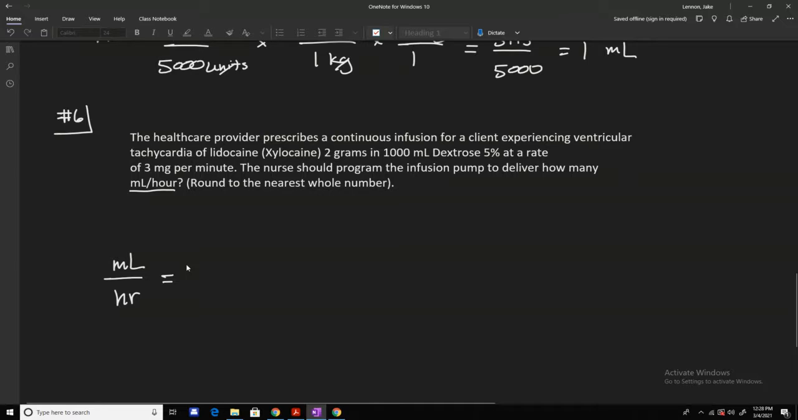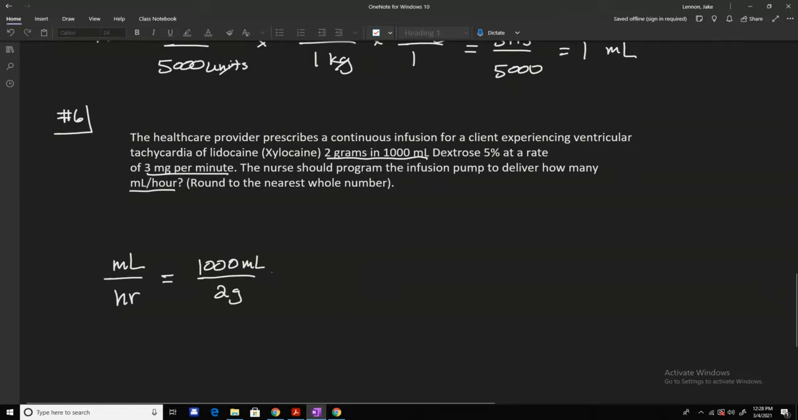Okay, so let's walk through this one and see if you're able to get it. So I would start here where I see milliliters, 2 grams in 1,000 milliliters. So I have my 1,000 milliliters over my 2 grams. So then I'm looking for either grams, milligrams, or micrograms. And I see that here, 3 milligrams per minute.